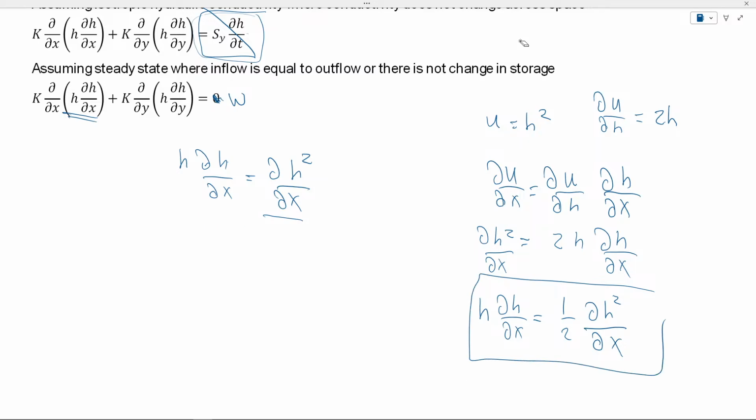So is this correct? Almost correct. I just need to put 1 over 2 here, so that I can simplify this. What I can do is replace this term with this one here. I can also take k as a common factor, and I can take this half as a common factor.